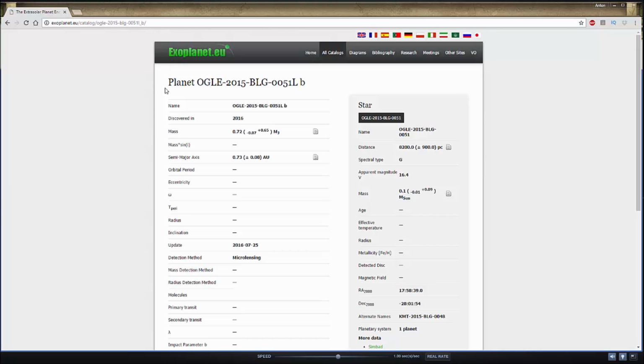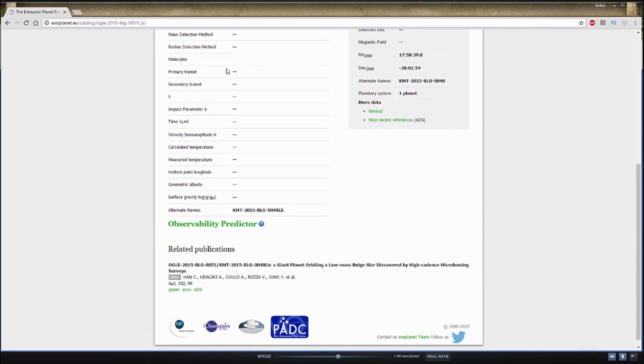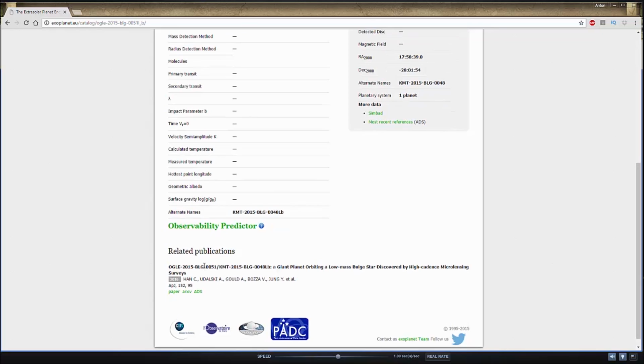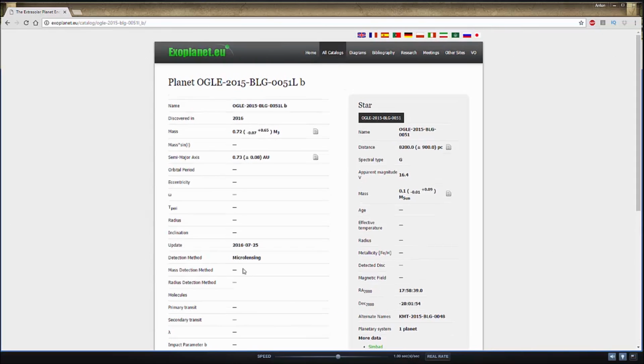So one of the websites that I often use to kind of go through planetary discoveries and planetary information is a website called exoplanet.eu. It basically contains all of the recent planetary discoveries with the publications that you can access directly from here. And it basically gives you information on, for example, how this planet was found. And here we're talking about microlensing.